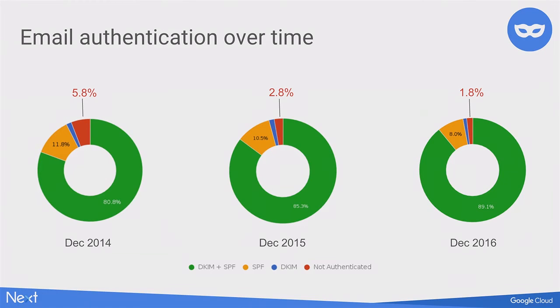Overall, we observe really steady progress towards better email authentication. Non-authenticated email is now at around 1.8% in late 2016, down from 5.8% 2 years ago. Dual authentication with both SPF and DKIM is now at 89.1%, up from 80.8% 2 years ago. So we are really getting toward a world where unauthenticated messages are really associated with something very malicious.